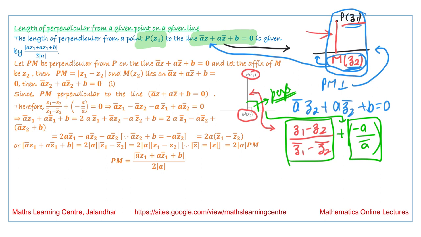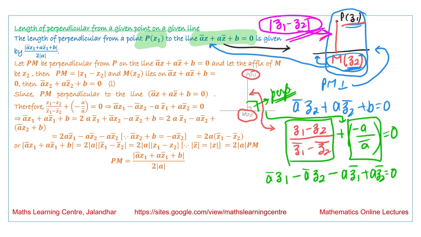So the sum of their slopes should be 0. On solving this, taking the LCM, we obtain A bar Z1 minus A bar Z2 minus A Z1 bar plus A Z2 bar is equal to 0. Now we want to calculate the length PM, which is basically the modulus of Z1 minus Z2.